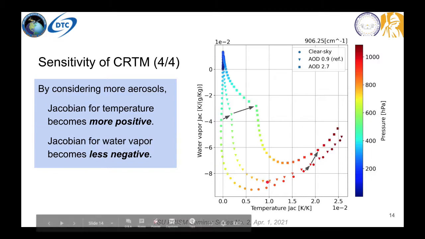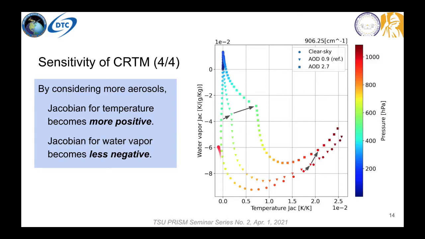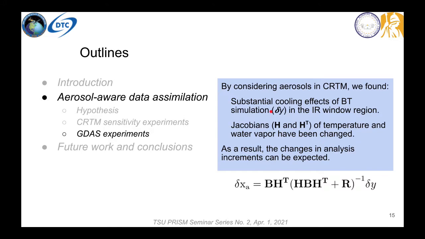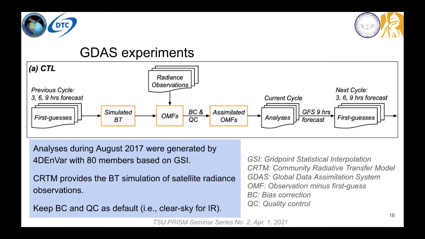And if we fix the aerosol loading and change the vertical distribution of the aerosol layer, we can see that when the aerosol plume peaks at a higher altitude, higher level, then you will generate stronger cooling effects over the window channels.